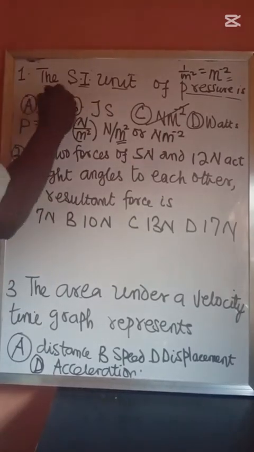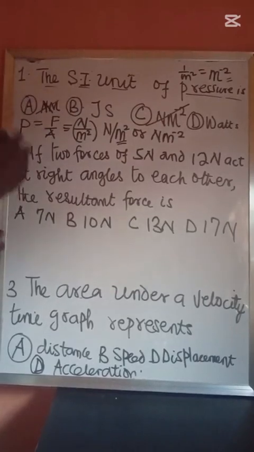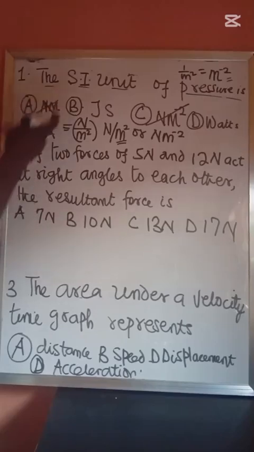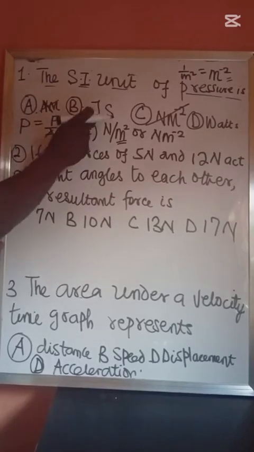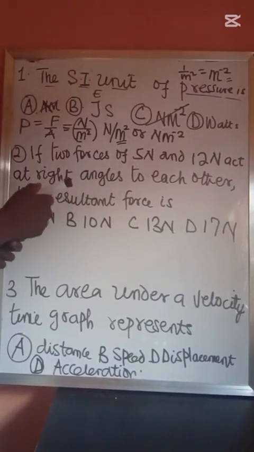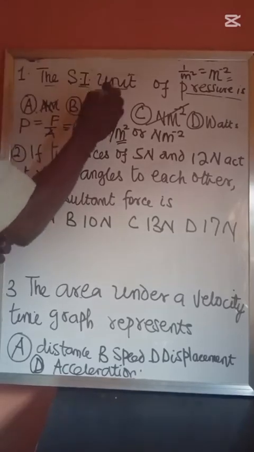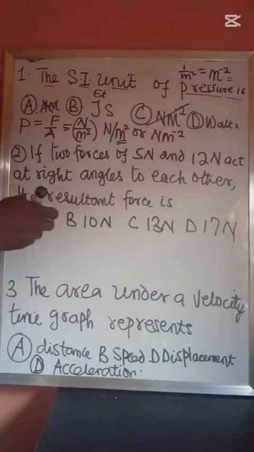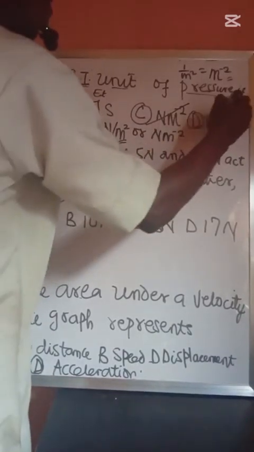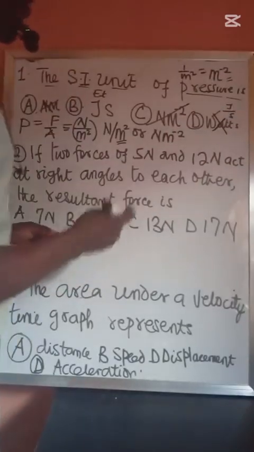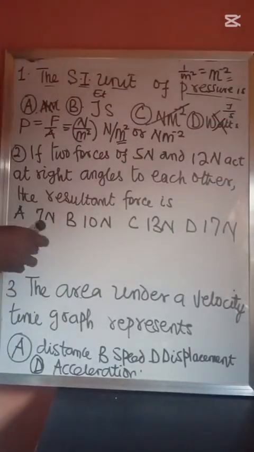This option is actually a unit of moment or energy, force times distance. Joules is energy, and seconds is for time, so it's far from it. Then watt is equivalent to joules per second, and of course watt is for power. So the right option here is Newton per meter squared.